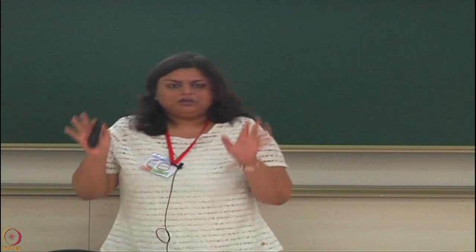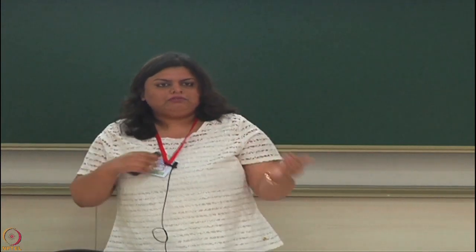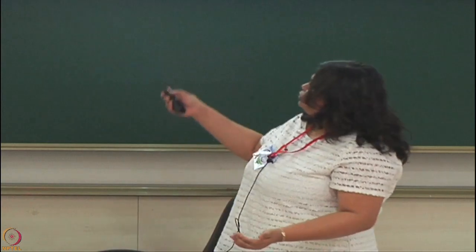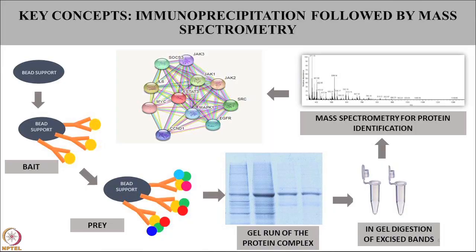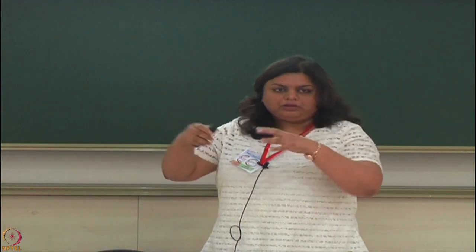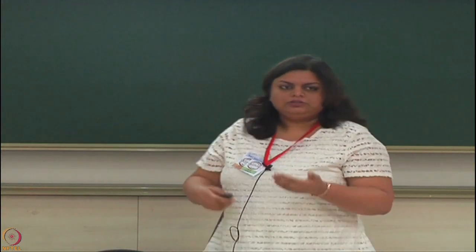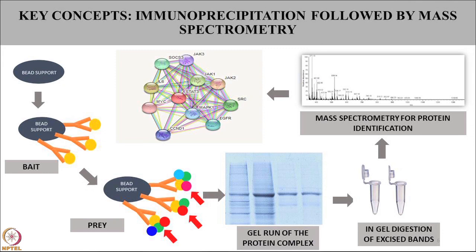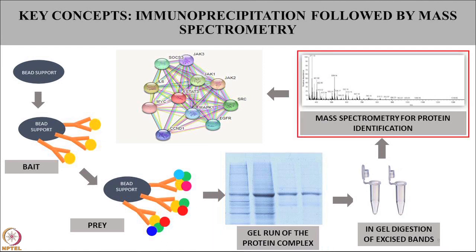So, this is only one of the ways that you can do IP. There are many ways to do it. People also directly use the antibody on the lysate and then they trap the complex. So, that can also be done. There are modifications of it, but in this case we will have the whole complexome like this, and then we can run a simple SDS-PAGE, excise the bands, do an in-gel digestion and give it to the mass spectrometry analysis.